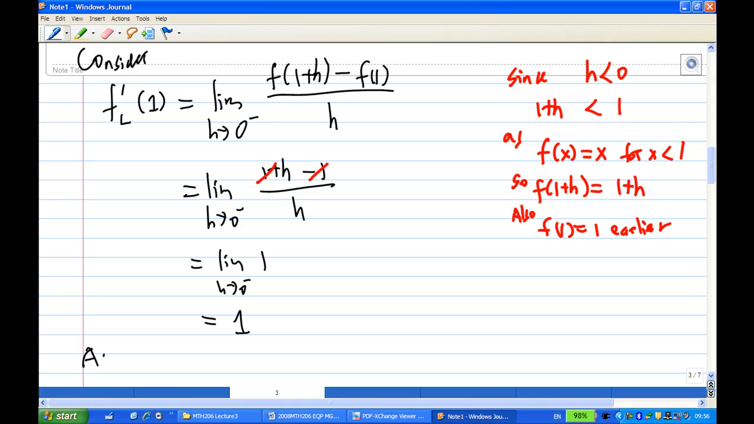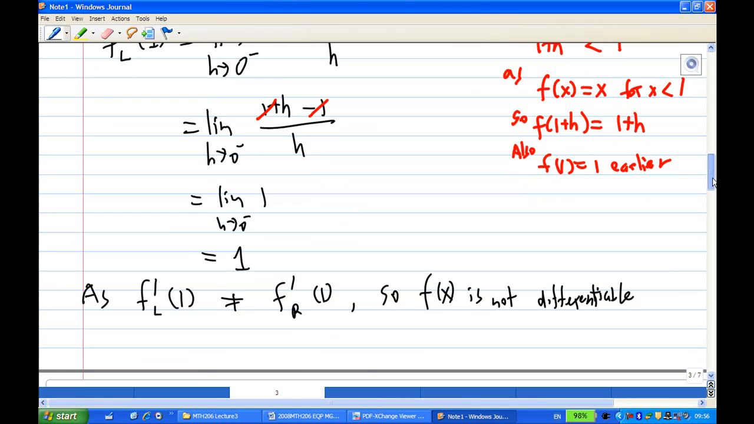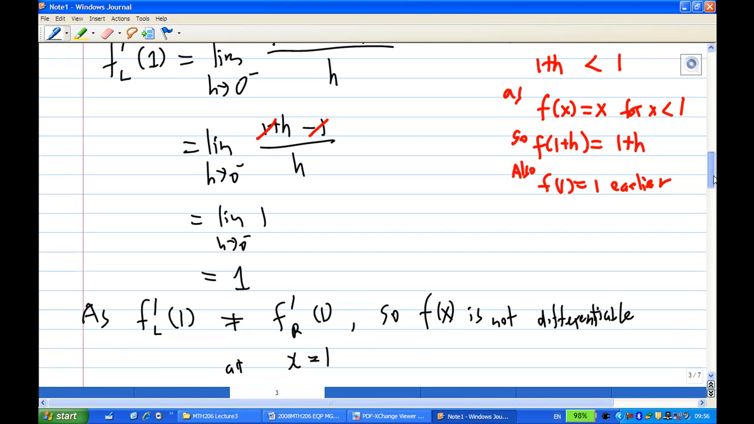So we compare now: the derivative from the left is not equal to the derivative from the right at the point 1. So f of x is not differentiable at x equal to 1. So this concludes the solution. So f prime of 1 doesn't exist. That's the end of this recording.